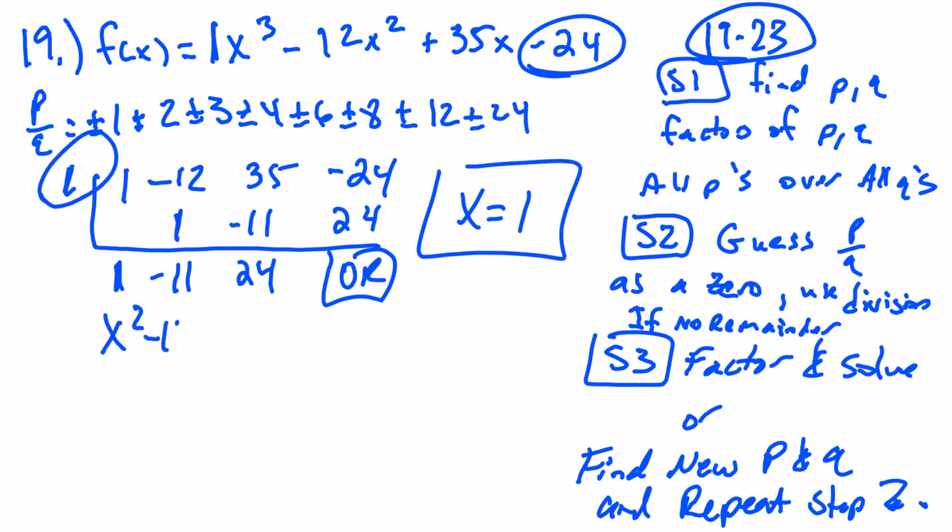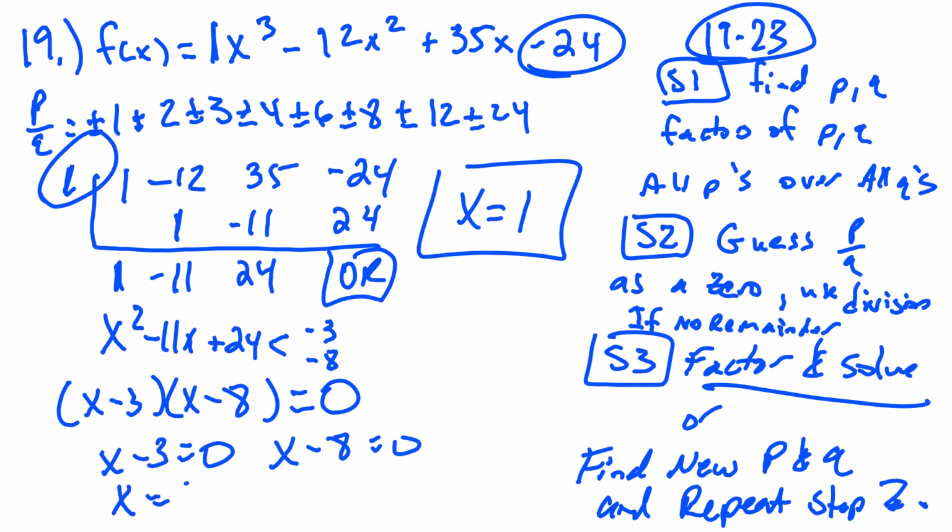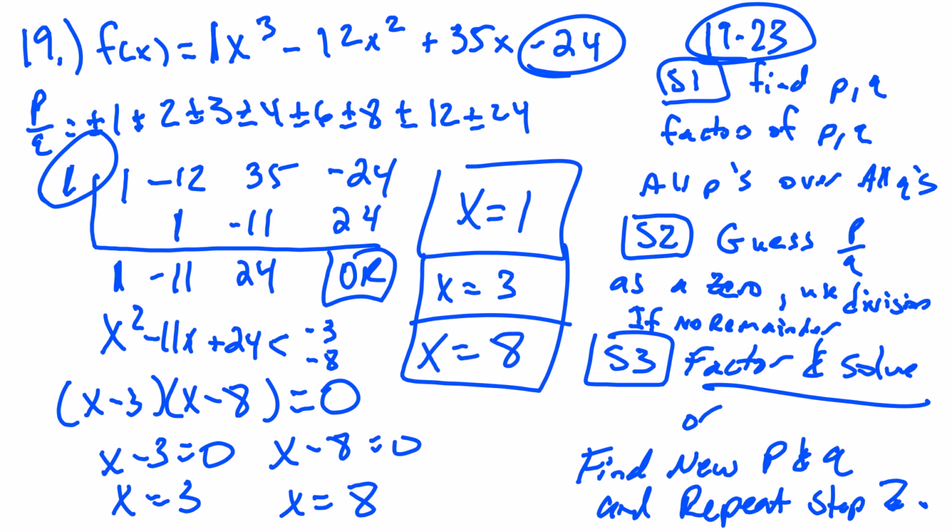Now I'm left with x squared minus 11x plus 24. Well, I know that I can get 24 from negative 3 and negative 8, which means this is x minus 3, x minus 8. Because we're solving, I'm doing step 3, factoring and solving. I set it equal to 0, so x minus 3 equals 0, x minus 8 equals 0. So x equals 3, x equals 8. So those are my 3 zeros: x equals 1, x equals 3, x equals 8. And that's it for 19. It actually worked out really well because we guessed right: 1 worked right away, and it made everything pretty simple.